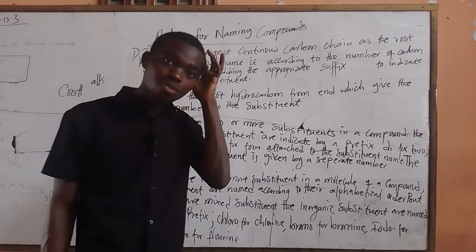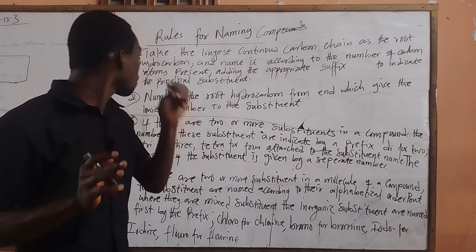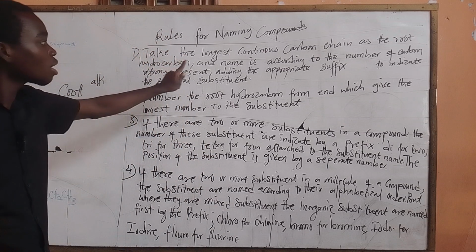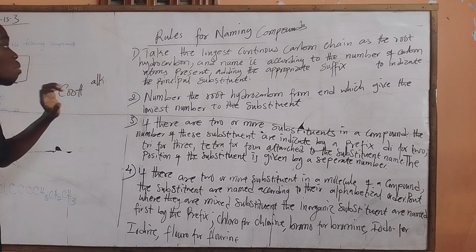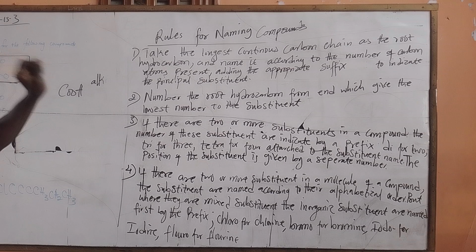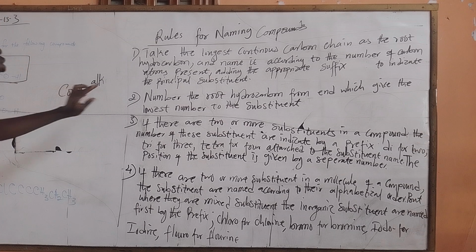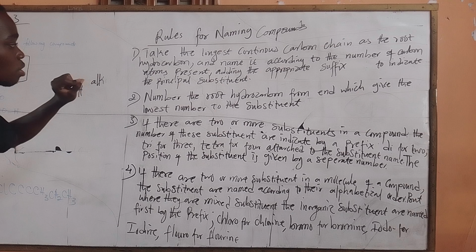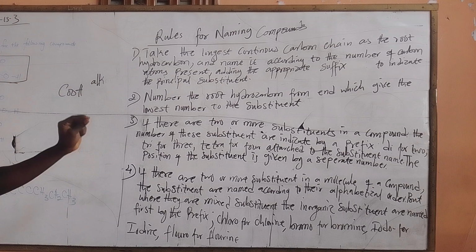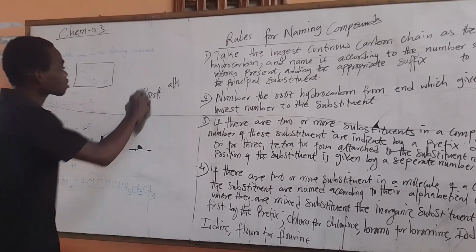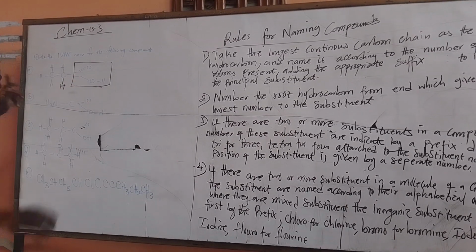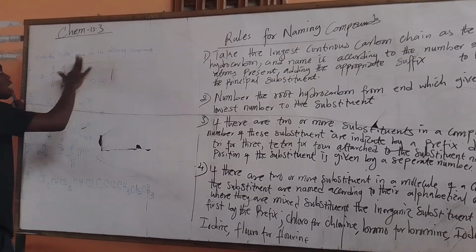Now we have the rules for naming the compound. Number one is take the longest continuous carbon chain as the root hydrocarbon and name it according to the number of carbon atoms present, adding the appropriate suffix to indicate the principal substituent. Number two, number the root hydrocarbon from the end which gives the lowest number to the substituent. Now let's apply that to this compound. Well, we have this compound here.